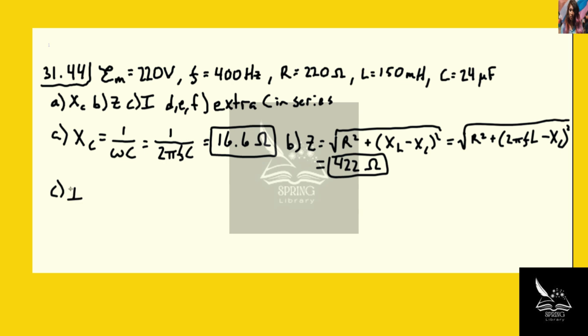Now the amplitude of the current is equal to the amplitude of the EMF divided by the magnitude of the impedance. So this is 0.521 amps.